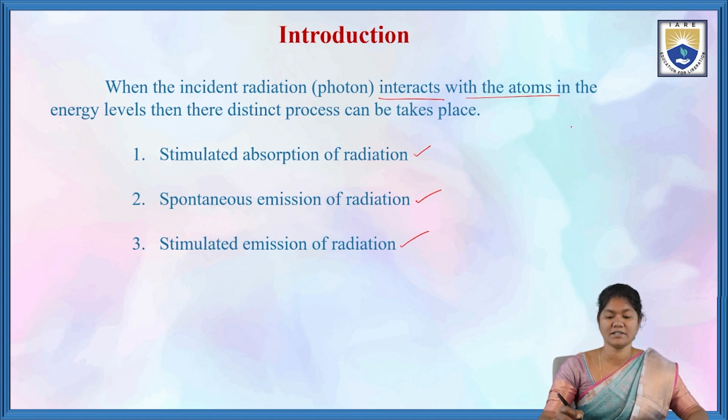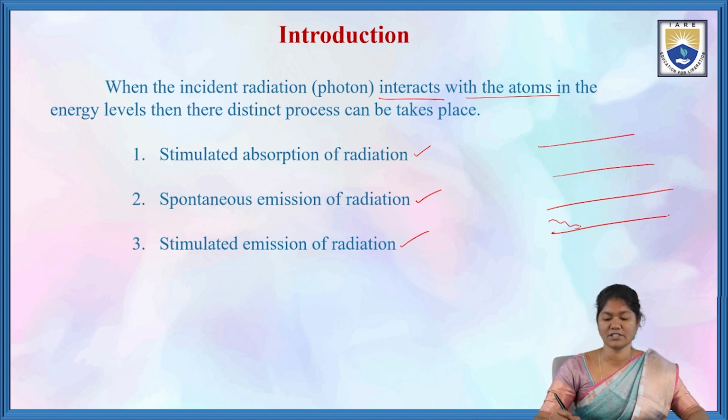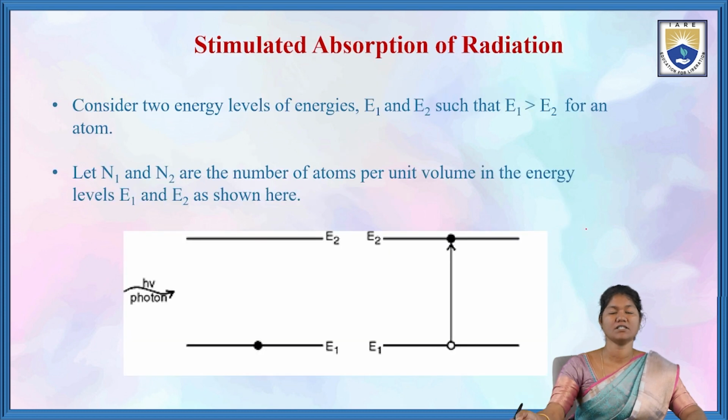Suppose we have different energy levels. When the incident photon interacts with an atom in any of the energy levels, then what happens? The processes that take place are stimulated absorption of radiation, spontaneous emission of radiation, and stimulated emission of radiation. First we see stimulated absorption of radiation.